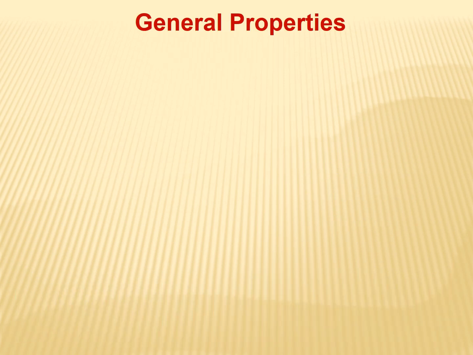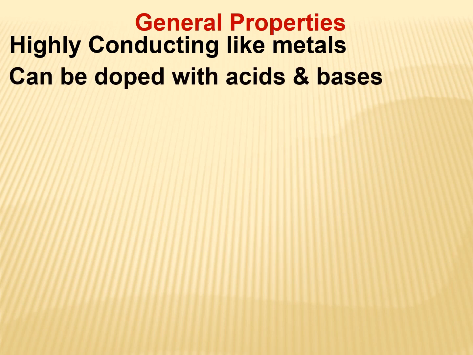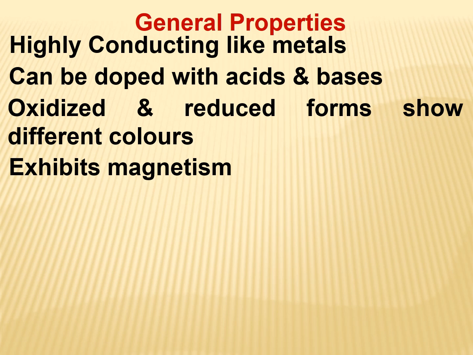General properties of conducting polymers. Highly conducting like metals, can be doped with acids and bases. That is one very important property because the conductivity can be changed by doping. Oxidized and reduced forms show different colors. That is also very important because this can be used as sensors. Under one condition, like in the oxidized condition, they will show one color, and in the reduced condition they will show another color. So it is very suitable for use as sensors. Exhibits magnetism. So these are some of the general properties of conducting polymers.